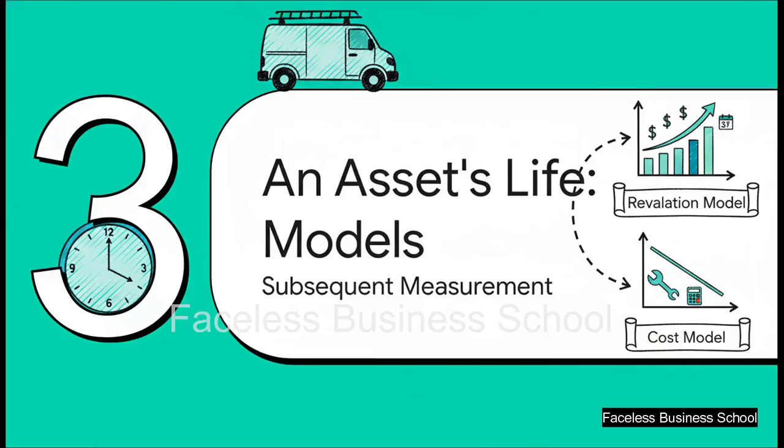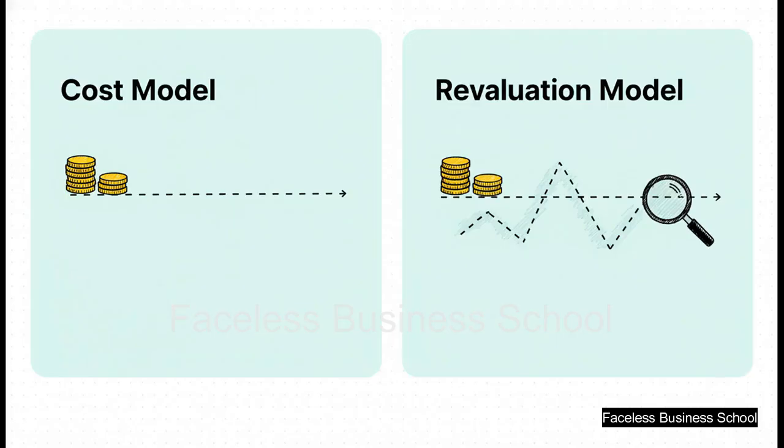Okay, so our van is officially on the books at its initial cost. Great. But what about next year or in 5 years? This is what we call subsequent measurement. And this is where IAS 16 gives companies a really big choice to make between 2 totally different models. So companies have to pick one of 2 paths, and this choice makes a huge difference on the balance sheet. The cost model is the simple, straightforward one. You just take the original cost and subtract depreciation year after year. But the revaluation model is way more dynamic. With this one, you're constantly updating the asset to what it's actually worth on the market.